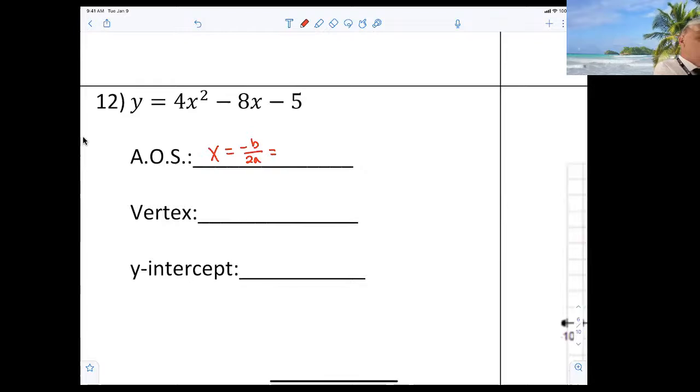In this case, it would be what? 8 over 8, which is 1. So x equals 1 is the axis of symmetry. So now we plug 1 in. 4 minus 8 minus 5.